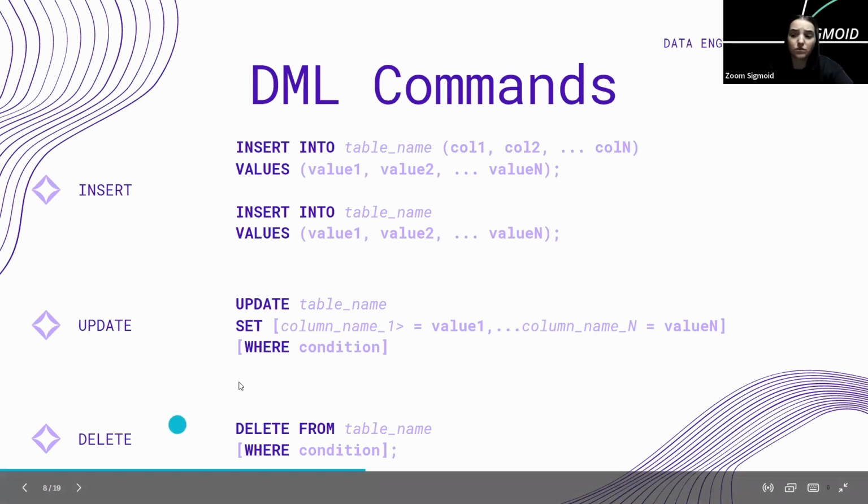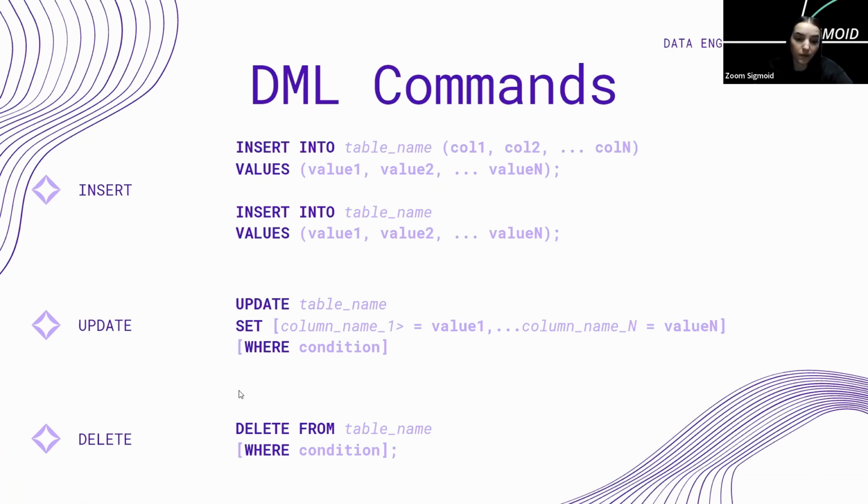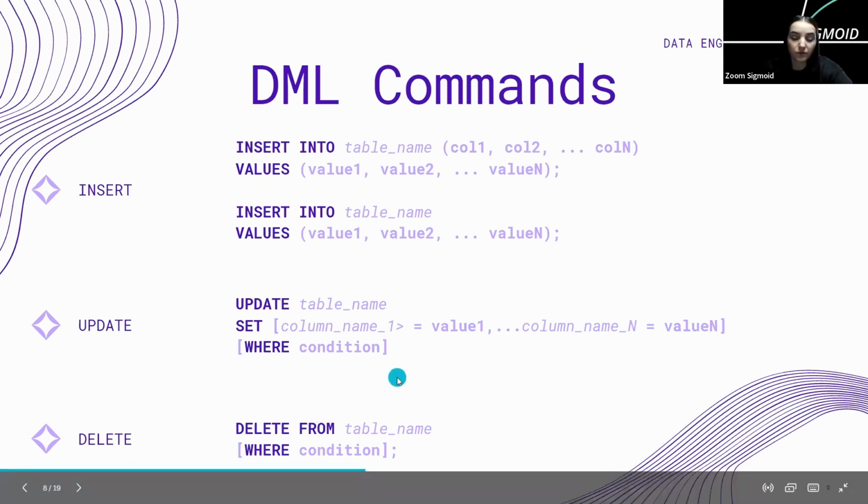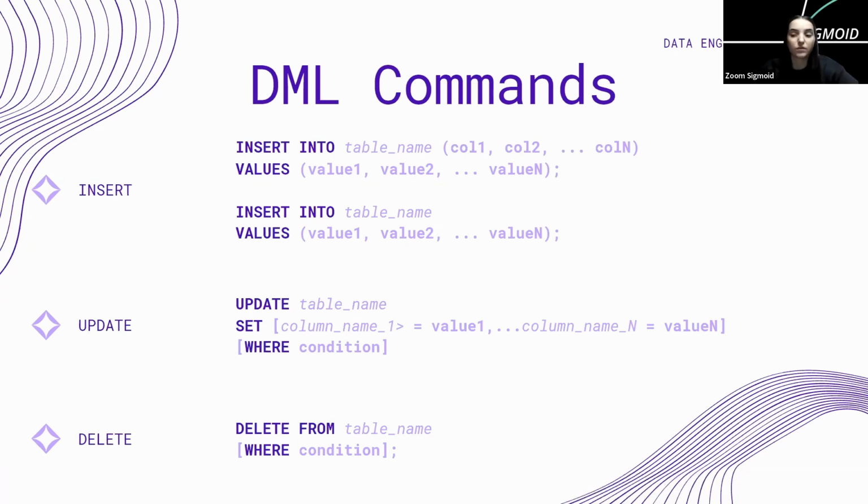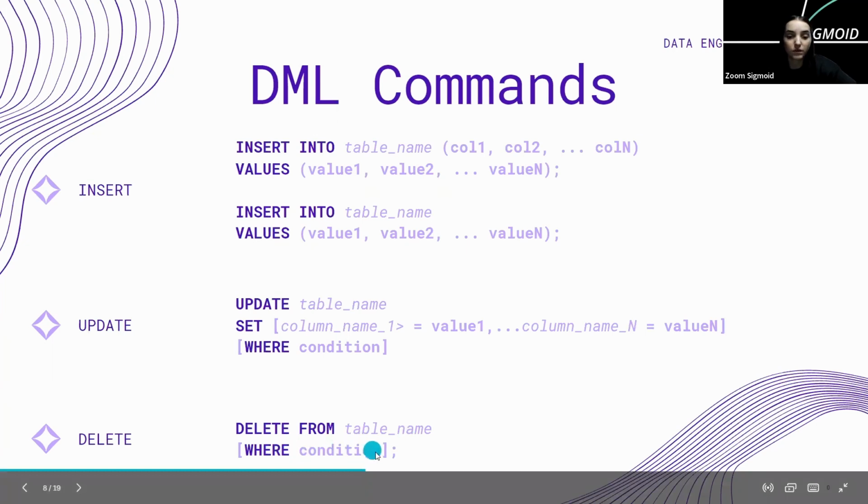And the last one, delete. Delete is used to remove one or more rows from a table. So to drop the entire table, you use drop, or if you want to delete all the rows, then truncate. But if you want to delete, for example, all the people who are 25 years old, you delete from table where age is equal to 25.